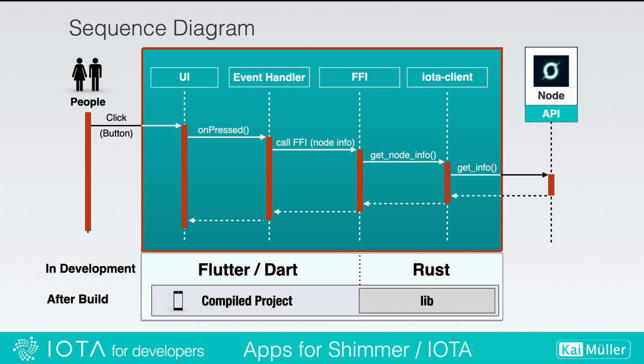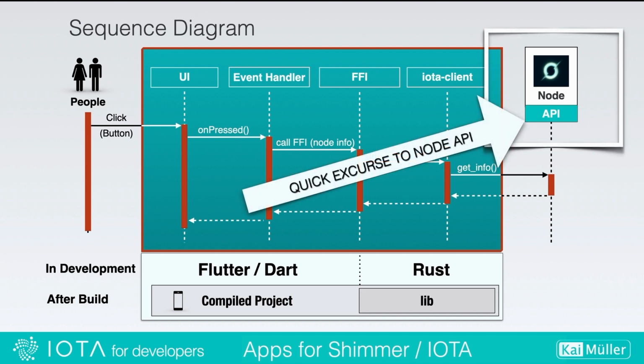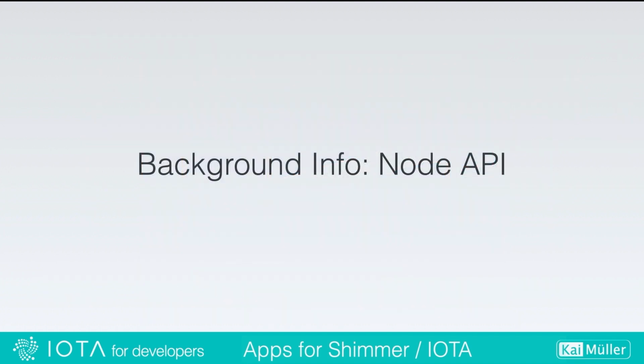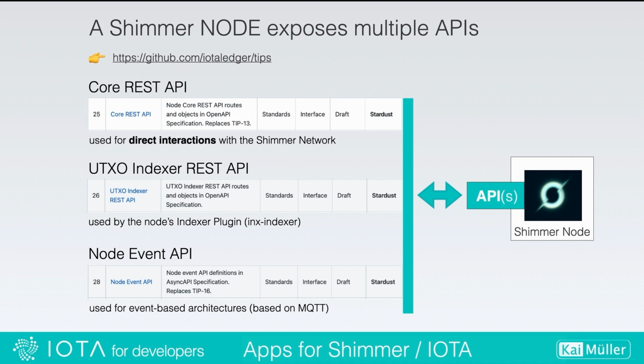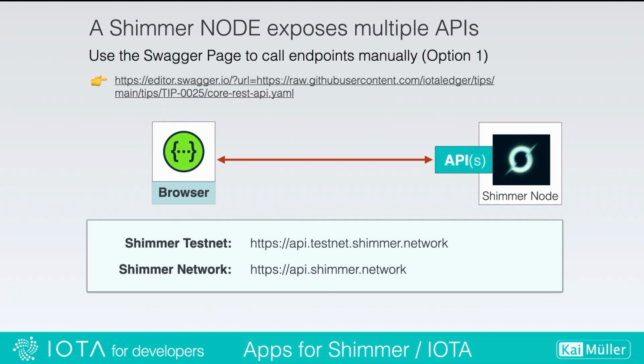In order to get a better understanding of the IOTA library, it is important to know that each node also provides an API. This API allows developers to interact with the node and perform various operations, such as getting information, sending transactions, and querying the network. There are even multiple APIs, but we only focus on the core API.